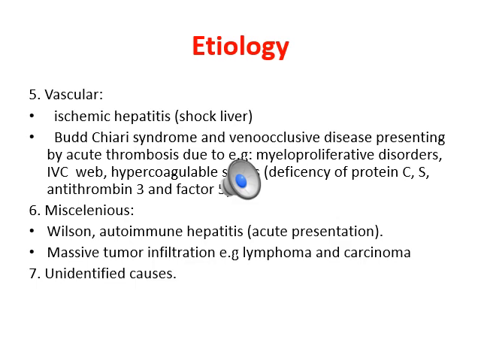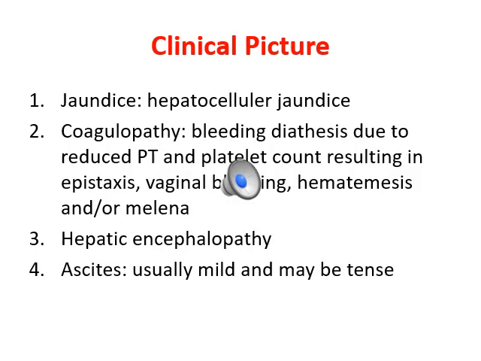Regarding the clinical picture of a patient with acute liver failure, I think that it is clear to you now from the previous criteria that we have mentioned that should be fulfilled for diagnosis. Our patient should have jaundice, coagulopathy, which is bleeding diathesis due to reduced prothrombin activity and platelet count, resulting in epistaxis, vaginal bleeding, hematemesis, and or melena. Then the patient will suffer from hepatic encephalopathy. Regarding ascites, usually it is mild, and in some patients it can be tense.